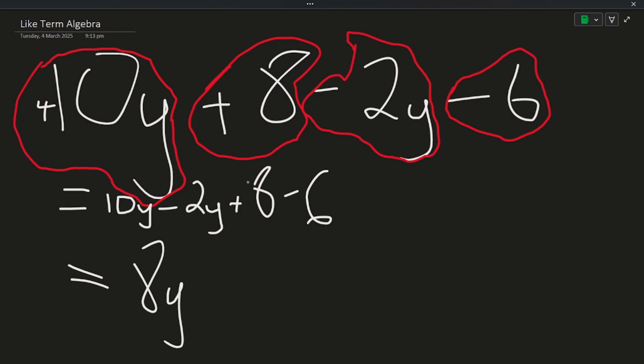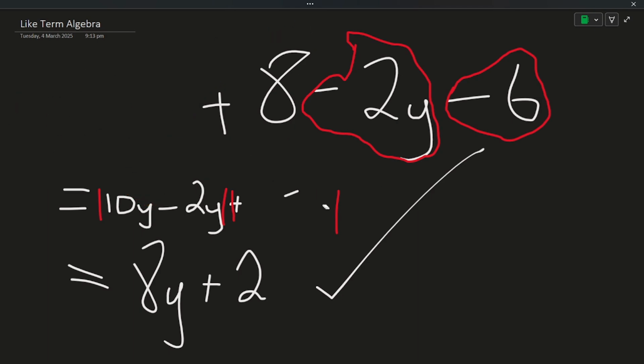So 10y minus 2y is equal to 8y, which is the answer I wrote. Next, positive 8 minus 6 is equal to positive 2, right? That's your answer. So if you got this, you're correct. Good job, correctamundo. Continuing on.